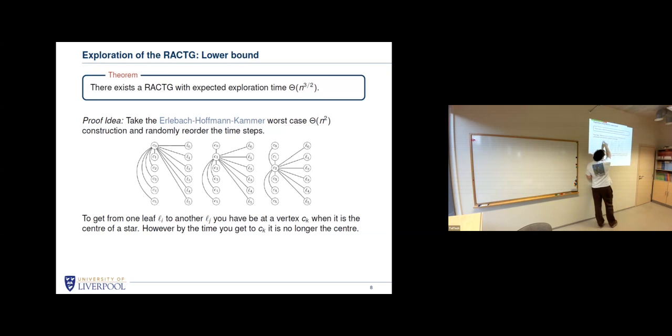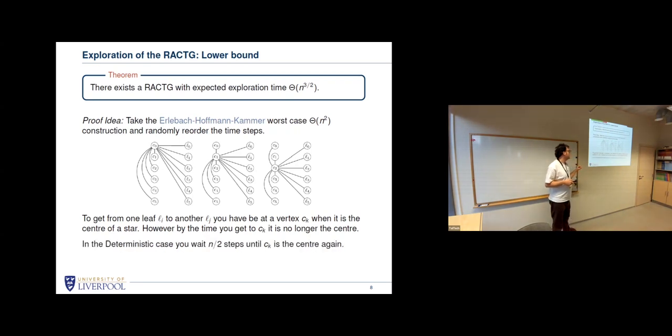So it doesn't help you moving across the edges, because again you get to the center of the star and the centers move by the time you get there. So you basically have to wait. So go to a center and then wait for the vertex you just moved to become the center of the star again before you can get to your next leaf. So this very nice construction, because you're periodically just cycling through these, gives you an n squared lower bound, which matches the upper bound.